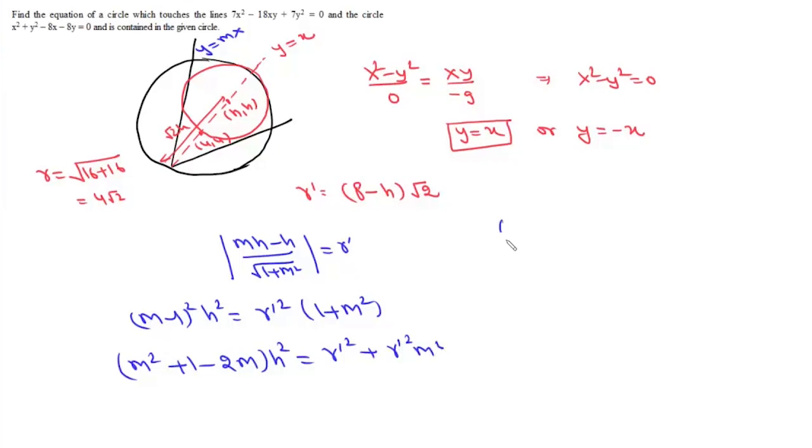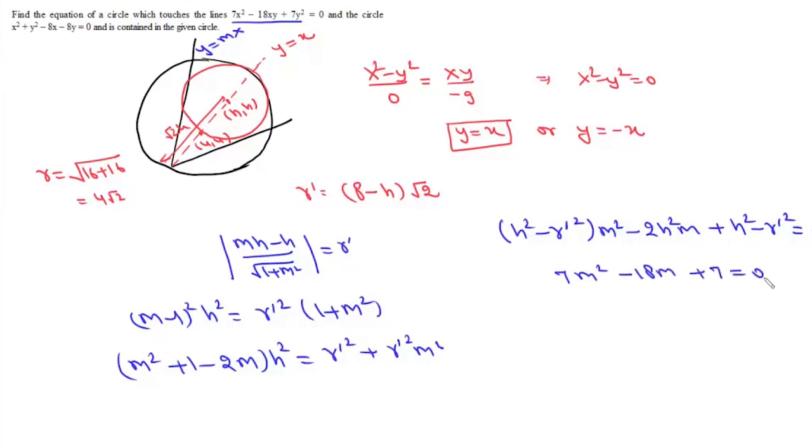Now we can write this as (h square minus r dash square) m square minus 2h square m plus (h square minus r dash square) equals 0. Now we can change this pair of lines in slope form by taking y by x as m. Now this equation will be 7m square minus 18m plus 7 equals 0. Now both the equations represent the same pair of lines. That means (h square minus r dash square) by 7 is equal to, now this is minus 2h square upon minus 18, so there will be simply h square by 9.